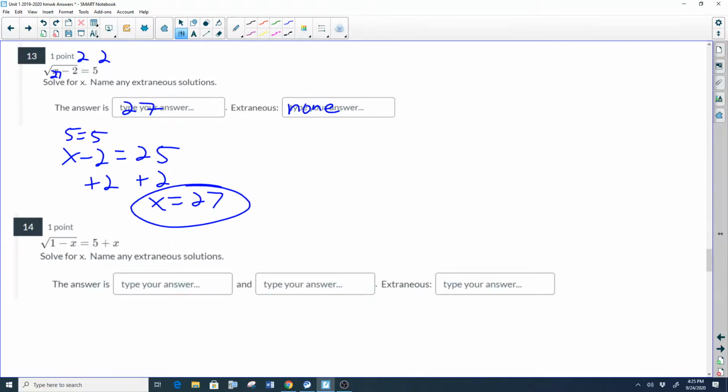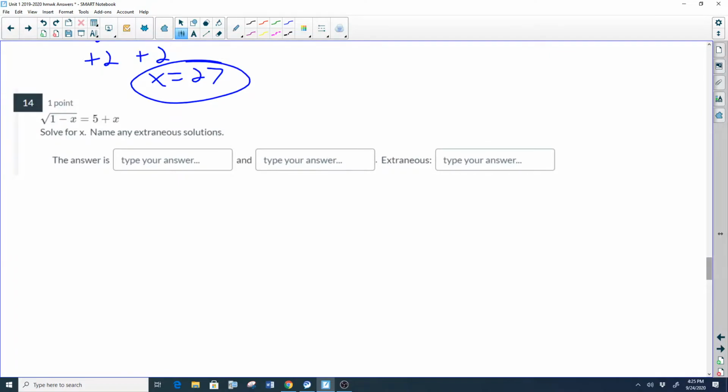Number 14 is definitely one that a lot of students missed on the 1.3 quiz. So let's go ahead and do that one and be more careful this time. Really show you how to do this one. Okay. We're doing radicals now, which is different than absolute value.